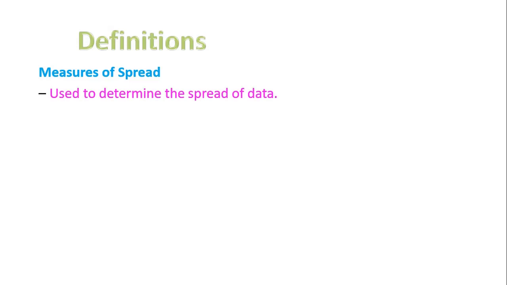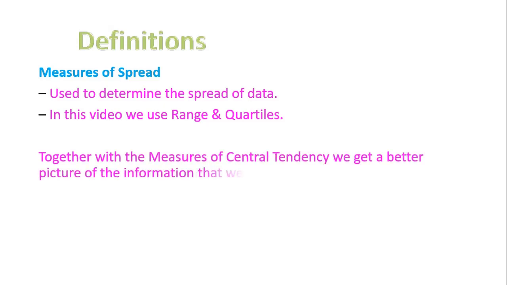We start off with a definition or two. Measures of spread are used to determine the spread of the data. That sounds obvious, but it's to look at how the data is distributed throughout our sample. That's your measure of spread. In this video we'll only use range and quartiles. There are other measures of spread, percentiles, etc., but in this video we're only doing range and quartiles. Together with measures of central tendency, we get a better picture of the information that we're working with.